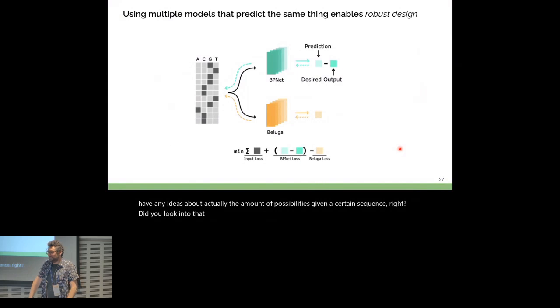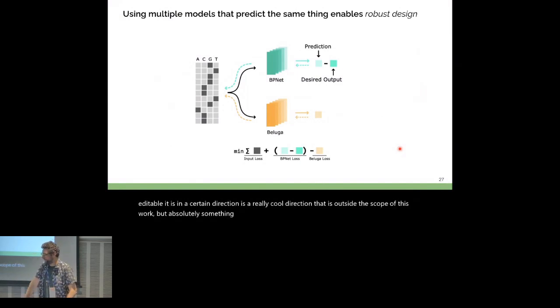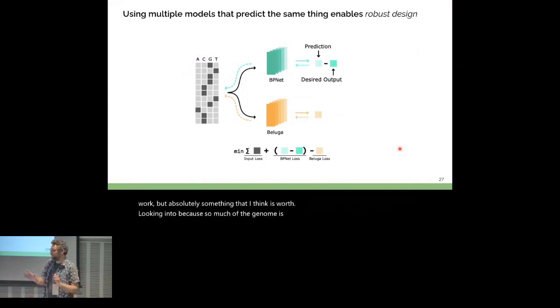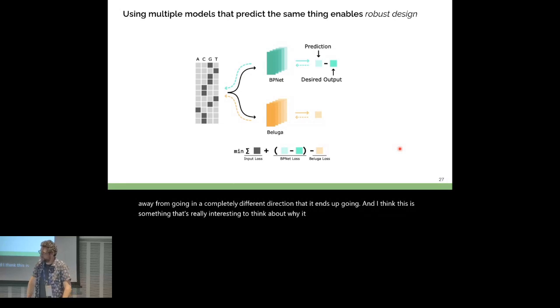This is something that I have looked into briefly in a single Jupyter notebook. The idea of being able to represent a sequence based on how editable it is in a certain direction is a really cool direction that is outside the scope of this work, but absolutely something I think is worth looking into. Because so much of the genome is almost active. It's only a few nucleotides away from going in a completely different direction than it ends up going. And I think this is something that's really interesting to think about, why that is the case.